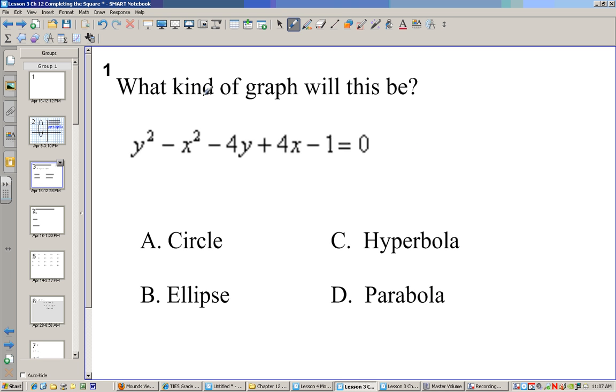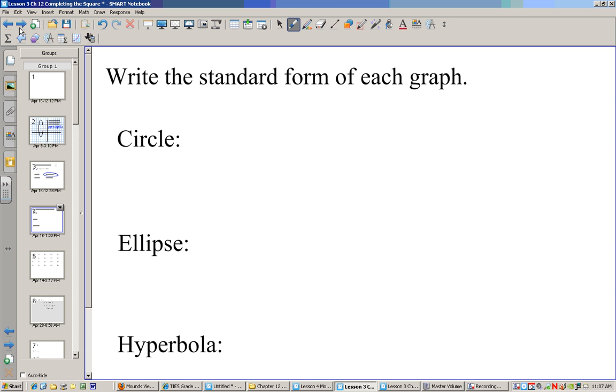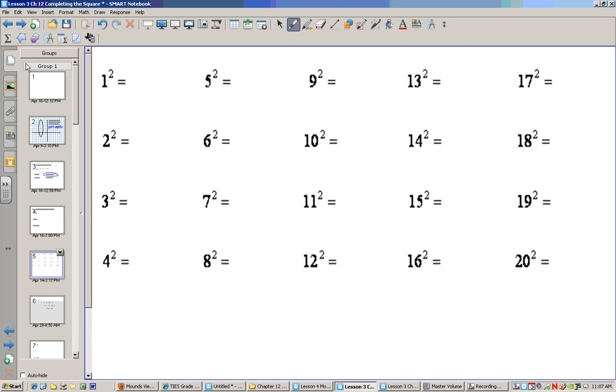Now what type of graph will this be? Well, our y squared doesn't have a coefficient. Our x squared has a negative coefficient, so we know it's going to be a hyperbola because they have different signs. Now to write the standard form for each graph, we talked about that yesterday, so we don't need to go through that. All right, now we'll start up with the worksheet.